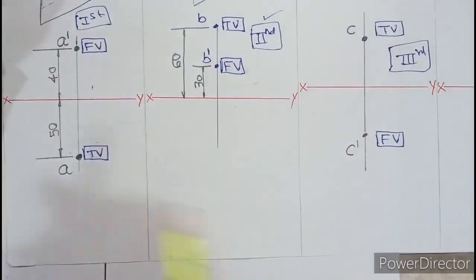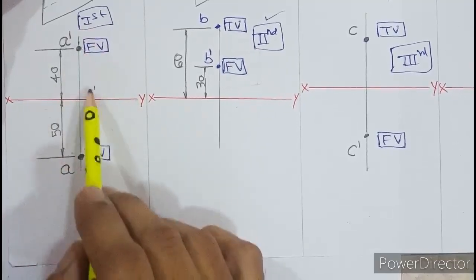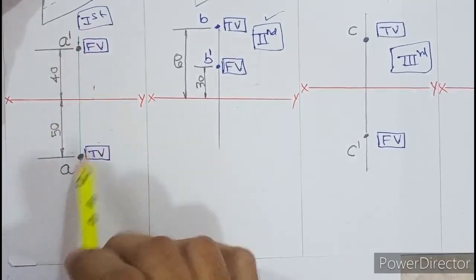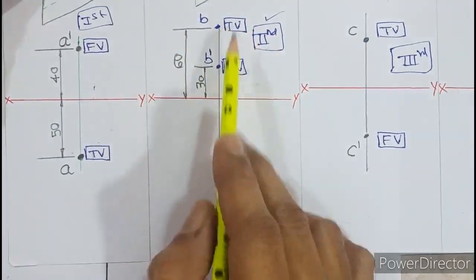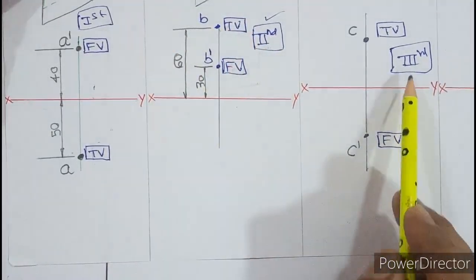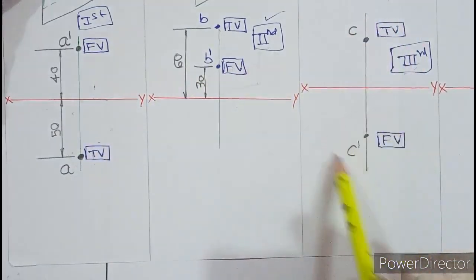And finally this one, in first quadrant, front view is always above and top view is always below. So dash is above and without dash is below. In second quadrant, both front view and top view are above xy. Third quadrant is opposite of first. In third quadrant, top view is above and front view is below.